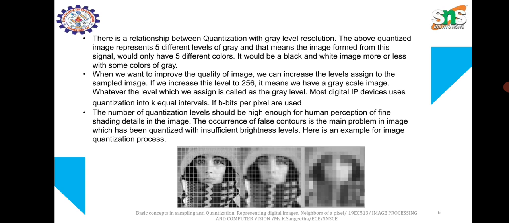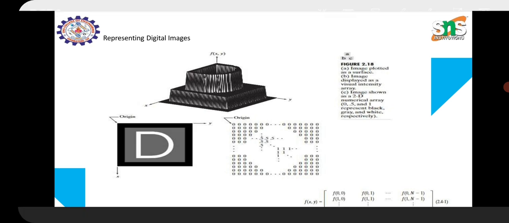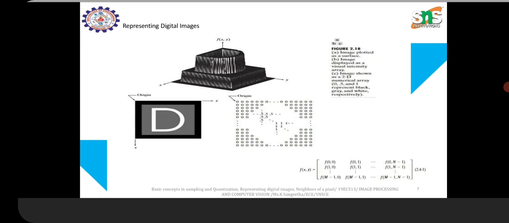So there is a relationship between the number of quantization levels and human perception of the fine shading details in an image. The occurrence of false contours is the main problem in an image which has been quantized with insufficient brightness levels. Here below are examples of the image quantization process. So these are the examples. After converting to a digital image, it is represented in matrix form.